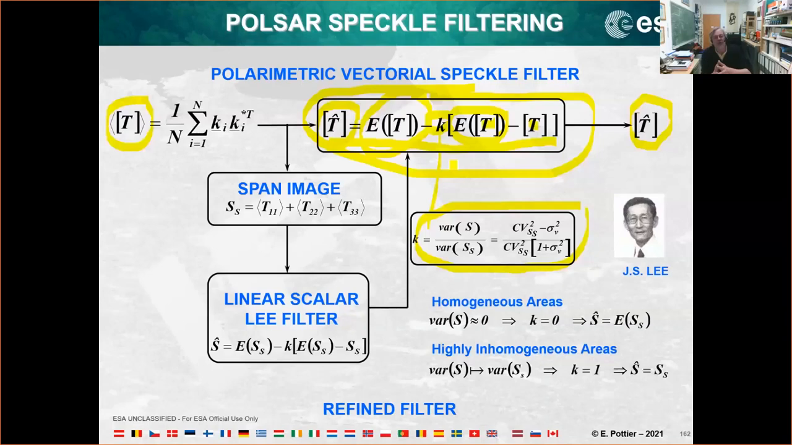But for sure, if it is an open field, a 7 by 7 is okay. If you are at the border between urban area and open field, in the boundary, you are going to mix, for sure, by definition, different scattering mechanisms. So 7 by 7 is quite a good compromise.